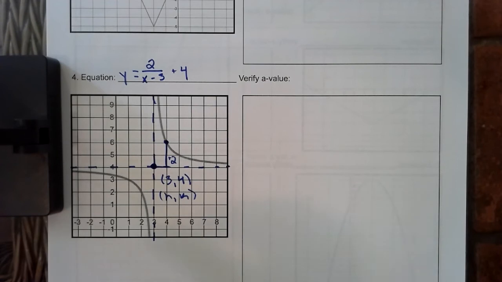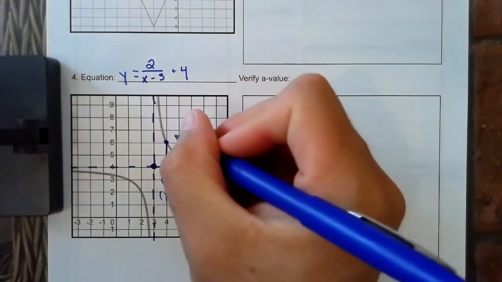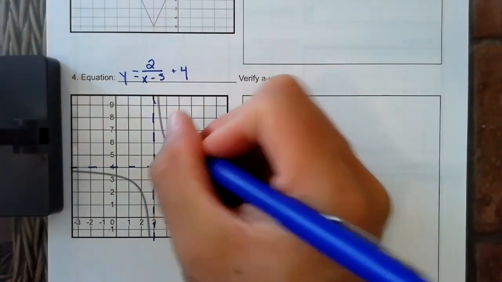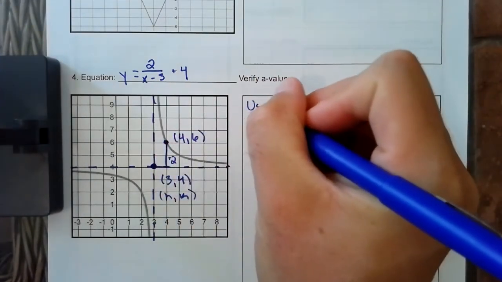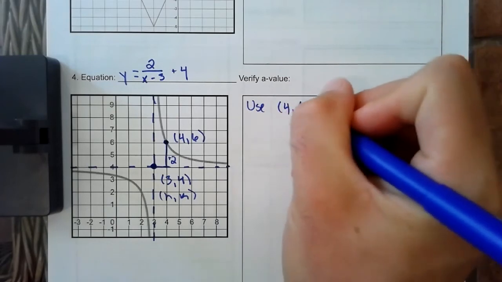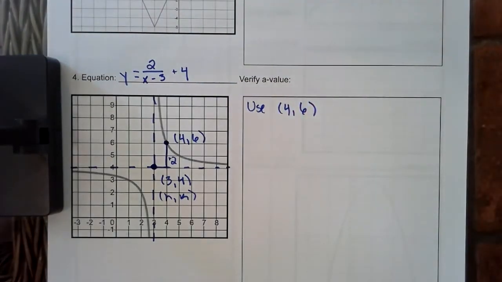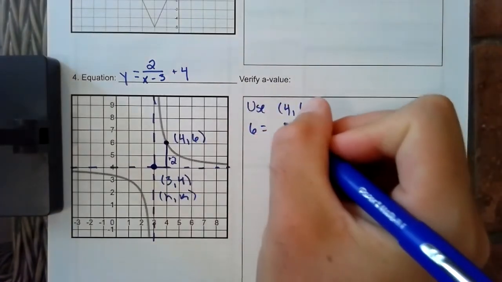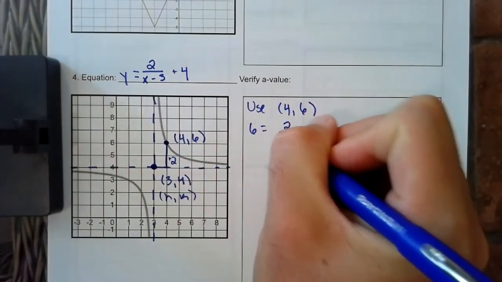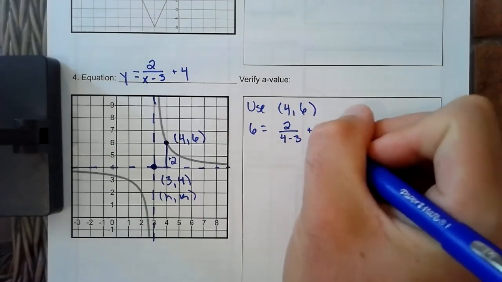Now let's go ahead and verify. Nothing is different here. We're going to pick a point. Let's do the one that I've already drawn on there, which is 4, 6, just to make sure that we have the correct a value and the correct equation. So we put 6 in for y and 4 in for x. We're going to look to simplify.